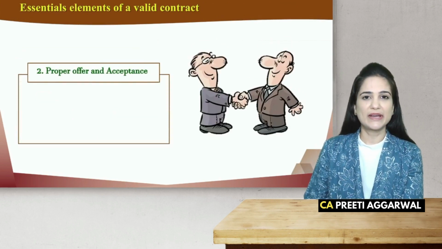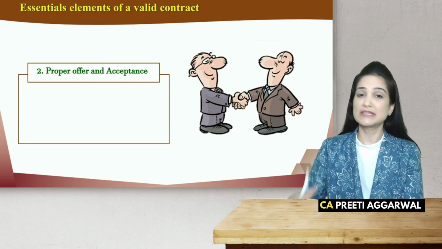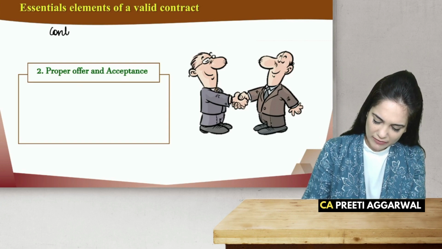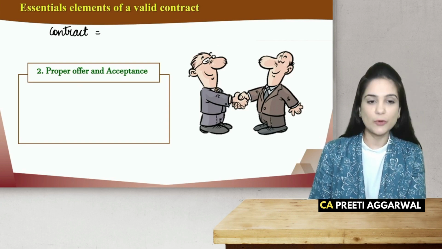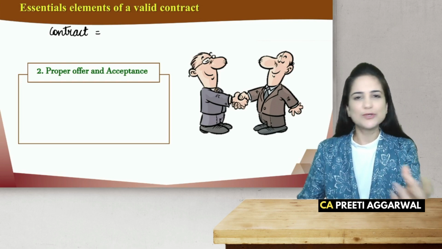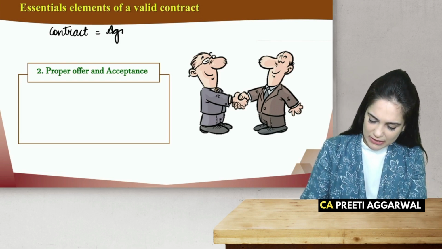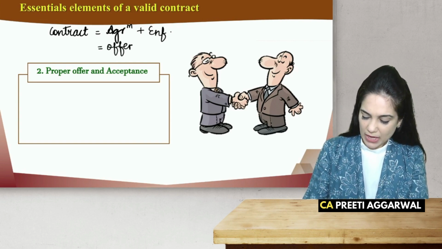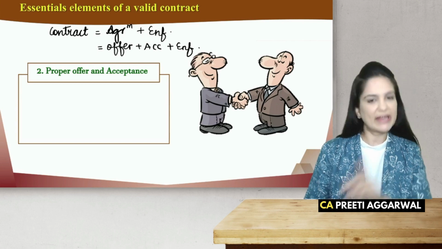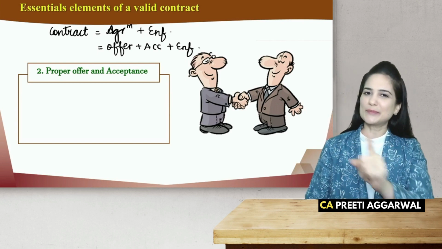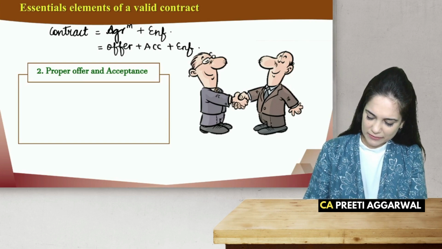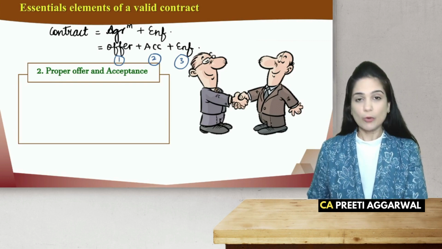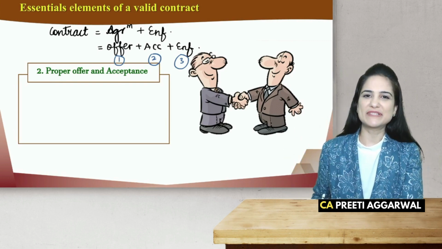The next essential element is that there must be proper offer and acceptance. Now, before we discuss this element, can you tell me what is the equation of contract? We had studied this in the last video. What is the equation of contract? Excellent, students, brilliant. It is agreement plus enforceability. But if you said that contract is offer plus acceptance plus enforceability, I will accept that also. It is correct. So it means that to make a valid contract, I need an offer, I need acceptance, and I need enforceability. Only when these three elements come together, it forms a valid contract.